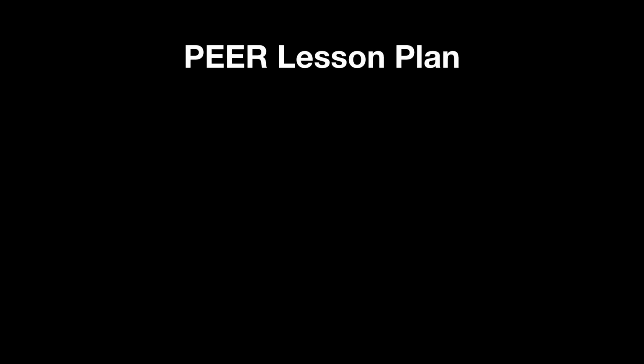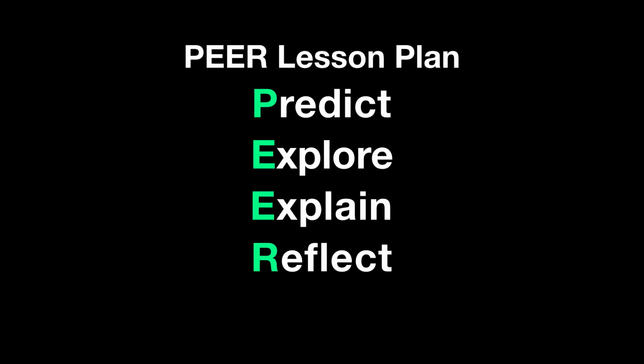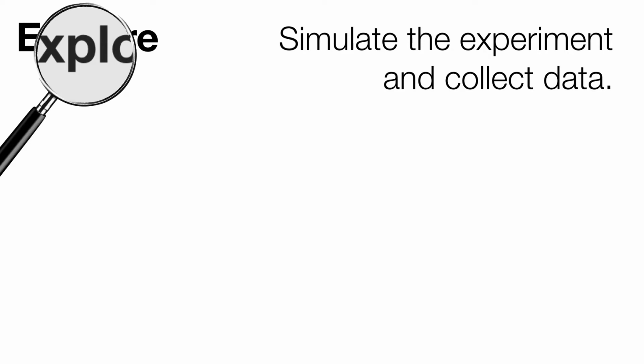The Bucks or Box game lays the foundation for a lesson planned according to a PEER strategy, where P stands for predict and E is for explore. The second E represents explain, and R stands for reflect. So far, you've experienced the predict portion of the lesson. Let's continue moving along to the exploration section of the lesson.